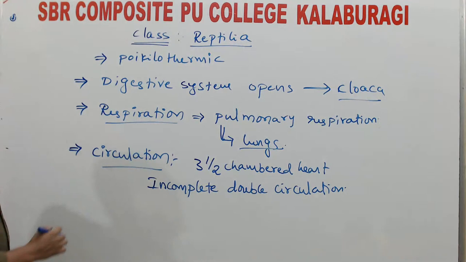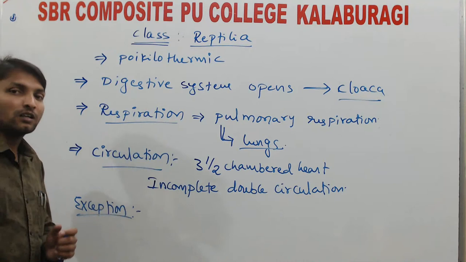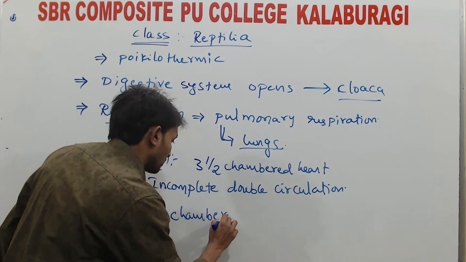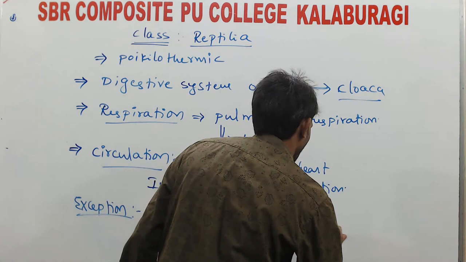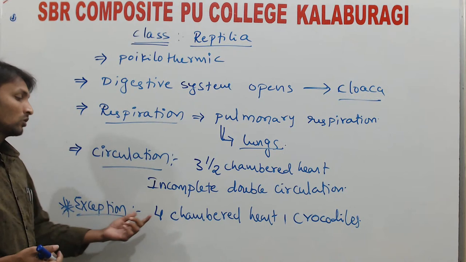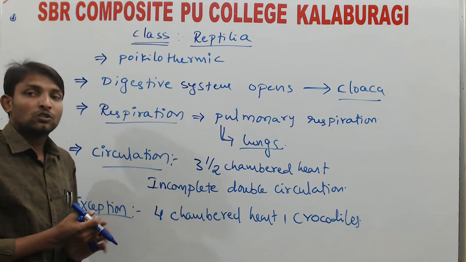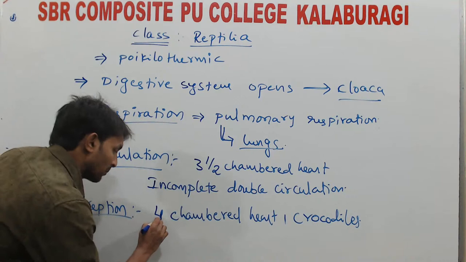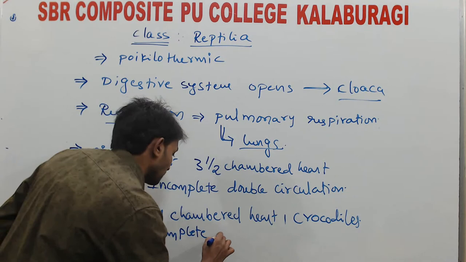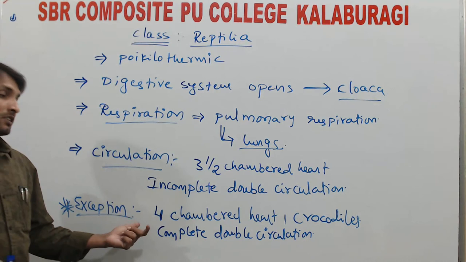But we can always find an exceptional case, in this case crocodiles. When you observe crocodiles, the heart is a four-chambered heart. So in crocodiles you can see the exceptional case. Very important, you have to remember. Generally all reptiles have 3.5 chambers. When it is coming to the crocodile, the complete formation of auricles and ventricles is there. So here, a four-chambered heart with complete double circulation. In detail we will explain in the further classes what is complete double circulation and incomplete double circulation.